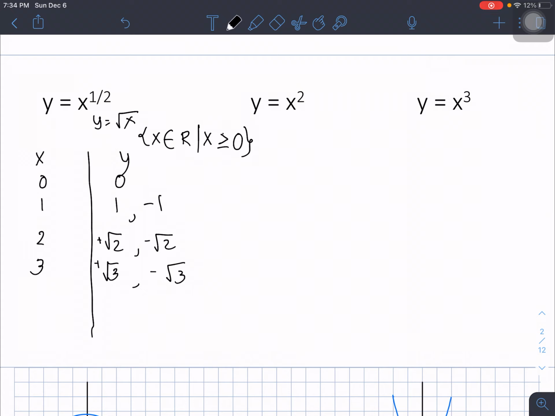With this table of values, we could see that for every value of x, there are multiple values of y. For example, if you have an x value of 1, y could be positive 1 or negative 1. Hence, this is not a one-to-one function. This is a one-to-many relation, because you have one unique value of x, but there are multiple values of y.